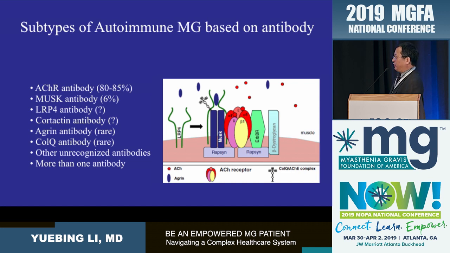Everybody talks about the LRP4 antibody, not everybody here, it's neuromuscular physicians. The incidence of the LRP4 antibody is relatively small, and most people have a relatively mild phenotype. A lot of people have coexisting autoimmune conditions. We actually don't know whether the LRP4 antibody is indicative of myasthenia gravis or sometimes other autoimmune conditions. Agrin antibody, cortactin antibody, they are exceedingly rare, and there are some unrecognized antibodies, and there are people who have more than one antibody, and that is usually exceedingly rare.